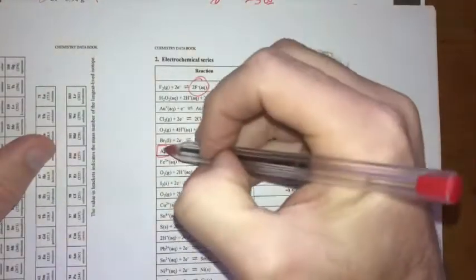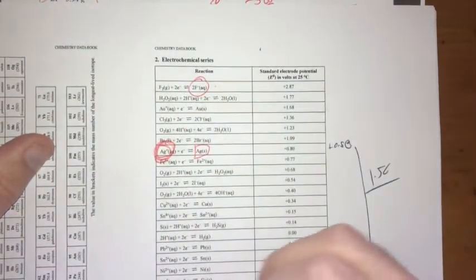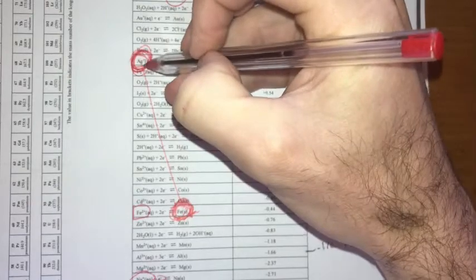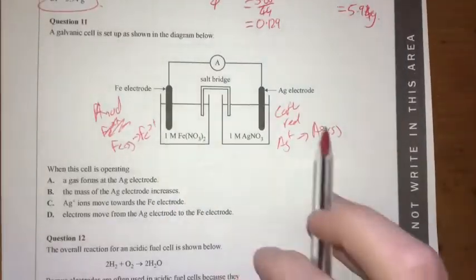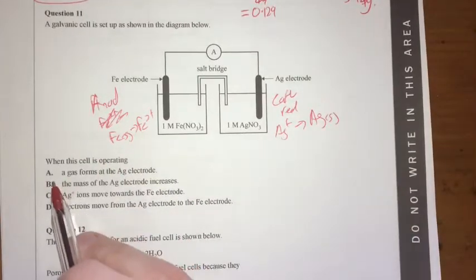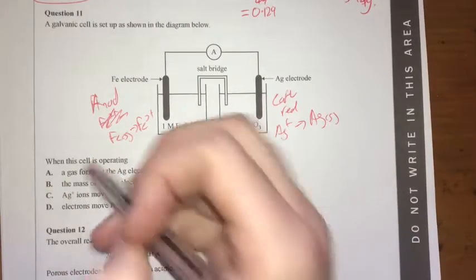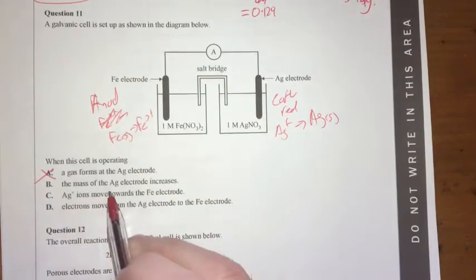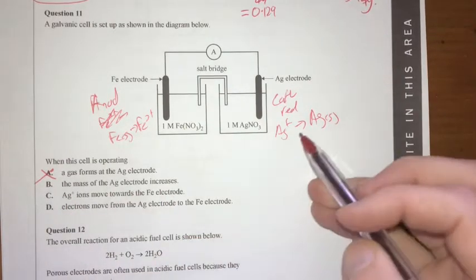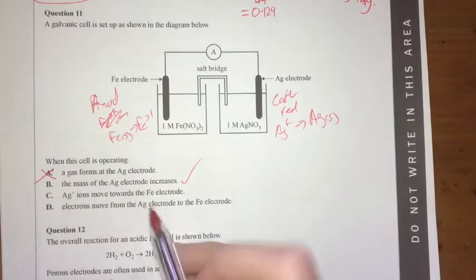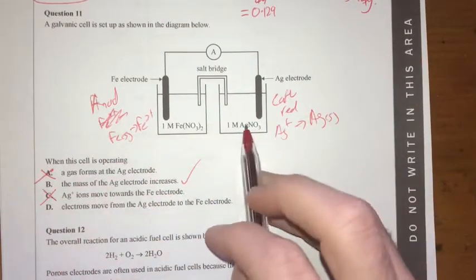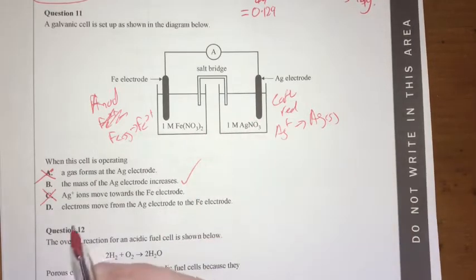Because I know that this thing here is going to react with this thing here. The strongest oxidant, top left, is going to react with my strongest reductant, bottom right. So now I know what's happening. What is going to happen? A gas forms at the silver electrode. That's not going to happen. The mass of the silver electrode increases. Well, I'm making silver solid here, so that looks pretty good. Silver ions move towards that electrode. They cannot do that. That's just not possible. They're separate. It's never going to happen.